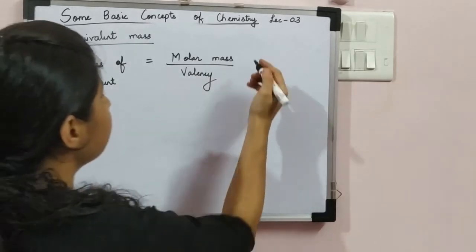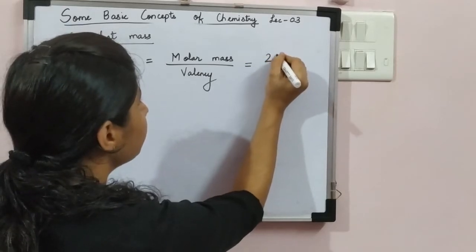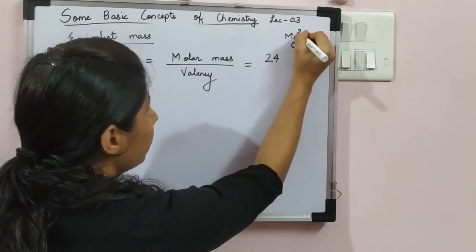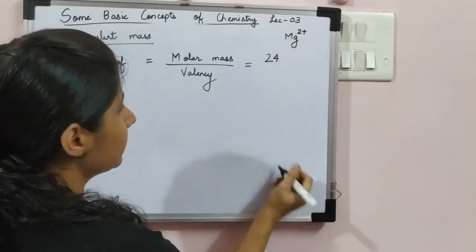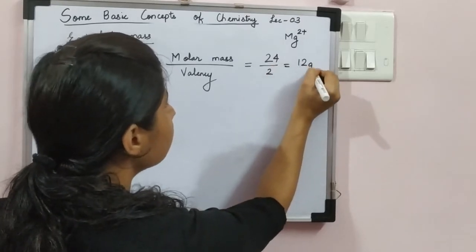Now I can take any element, right? Let's say I take magnesium atom. So what is the weight of the magnesium atom? It is 24 grams. Okay. So I am talking about magnesium. Magnesium has a valency of 2 plus. So what is the valency? Valency is 2. So what would be the equivalent mass of magnesium?